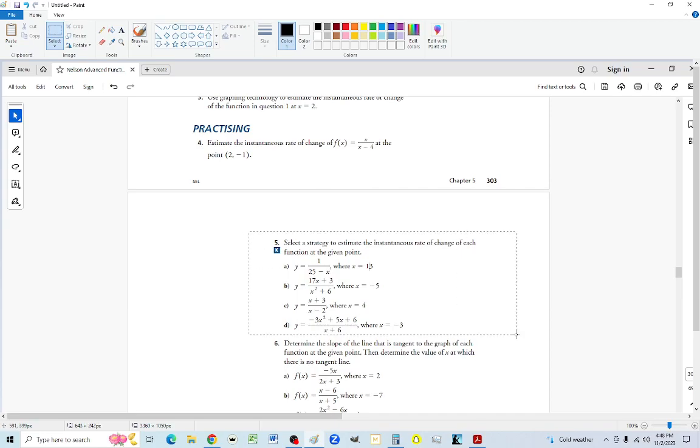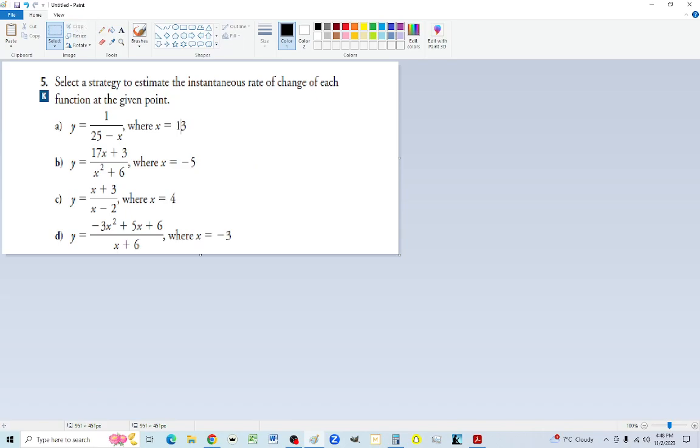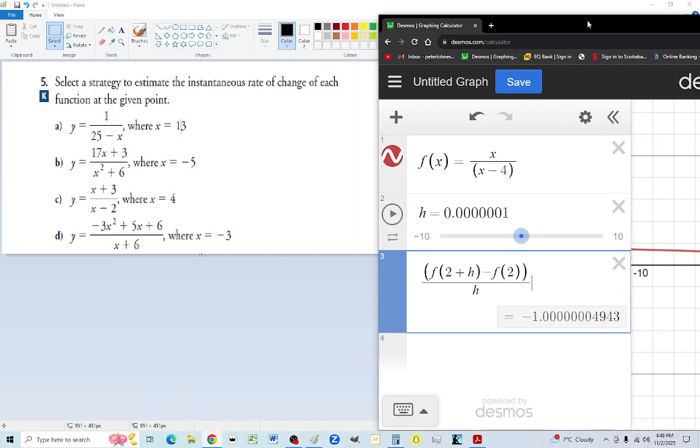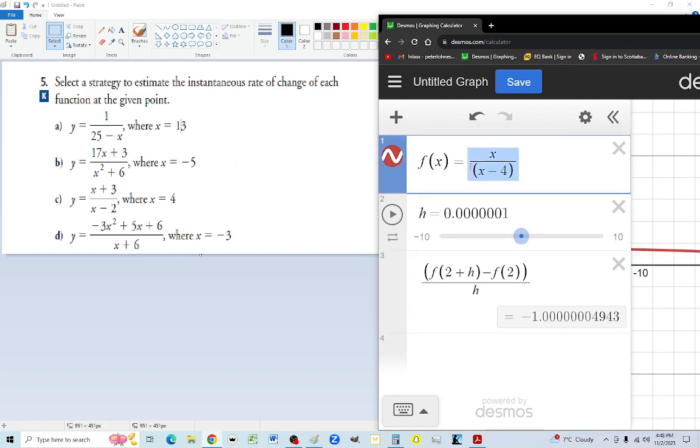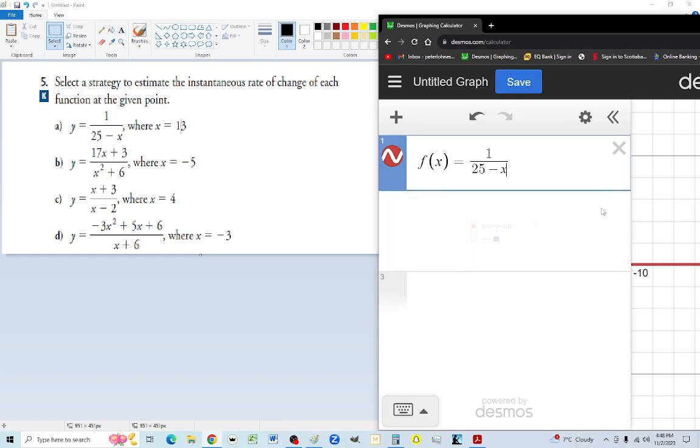I would sit here and do the calculations all night long if I wanted, but instead I'm just going to rely on Desmos to show you the technique. For the first formula, we've got 25 minus x, and they're saying when x is 13. So we're just going to call that x1 is 13.